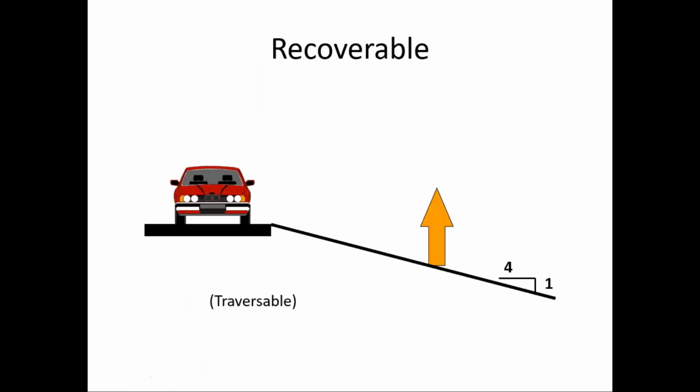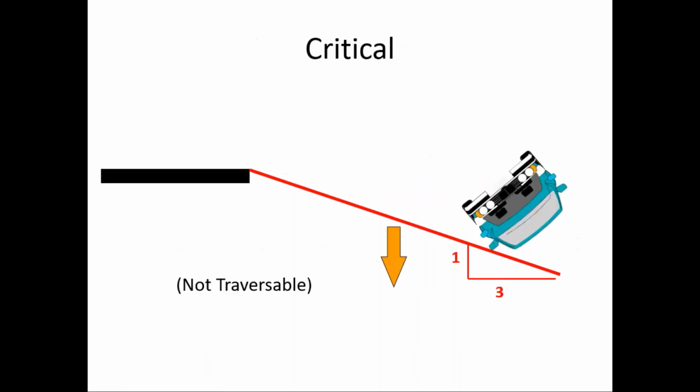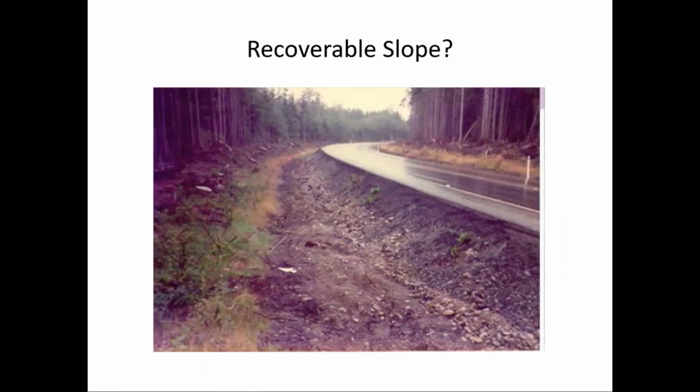So here you see an example of the recoverable slope. Non-recoverable, a little bit steeper than, of course, the recoverable or the 4 to 1, but both of these are traversable. The vehicle would remain upright. But then the critical slope, 3 to 1 or steeper, is not traversable. The vehicle would roll over. And of course, this does not appear to be a recoverable slope. I'm not sure exactly what happened here, but to me, not a good situation from a safety standpoint.